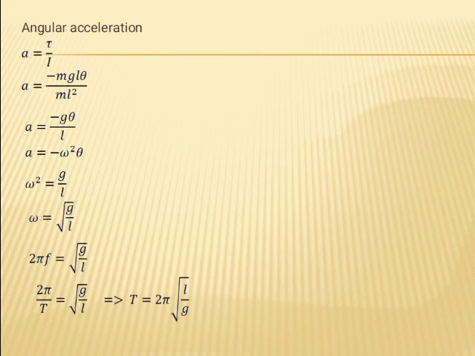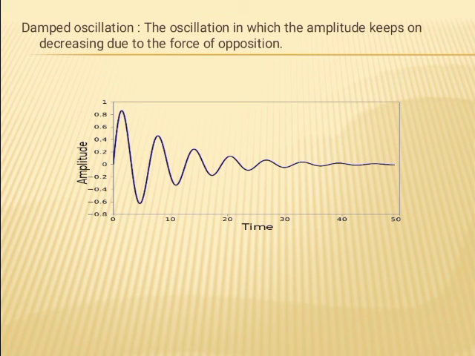So this is called damped oscillation. You can see in this graph that the amplitude, that is your displacement, is more at first, and as time passes it keeps decreasing, and finally it decreases and comes to its mean position. This is called damped oscillation. And what kind of force of opposition? I can say air resistance. So the air may offer certain resistance.